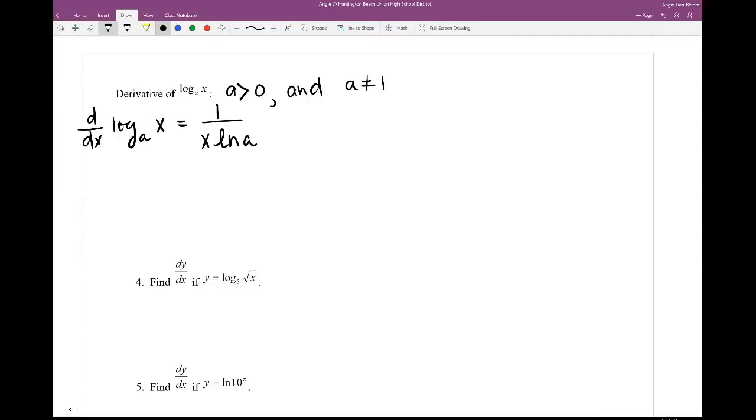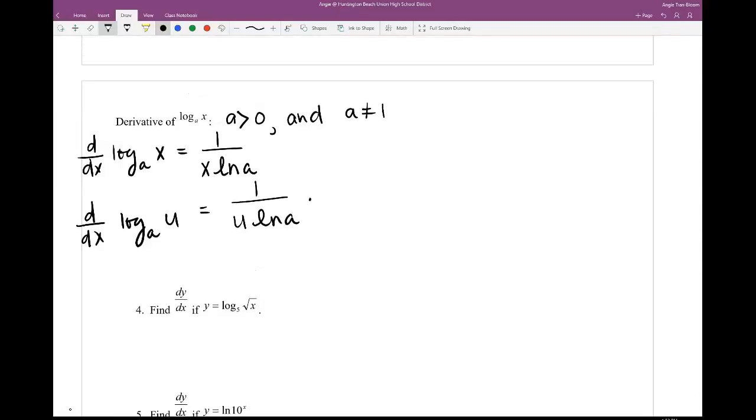Now, but what if I use u substitution? So the derivative with respect to x of log base a of u is equal to 1 over u times ln of a, remember a is your base, times u prime. Okay, so keep that in mind. So let's practice. Here we go.